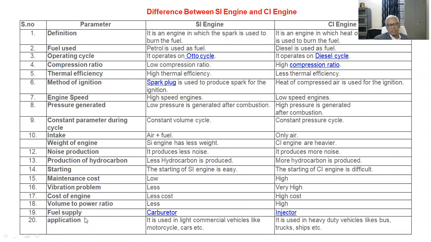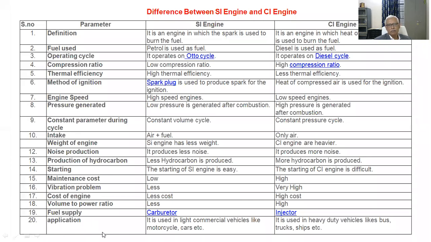Fuel supply: normally in the SI engine you have to mix fuel with the air, so a unit called a carburetor is used. Any air-fuel mixture has to pass through the carburetor. A carburetor mixes the fuel with the air, and then it is admitted into the engine cylinder during the suction stroke. Whereas in the case of the CI engine, it is only through the fuel pumping system. Finally, the fuel enters the engine cylinder through the injector at the end of the compression stroke.